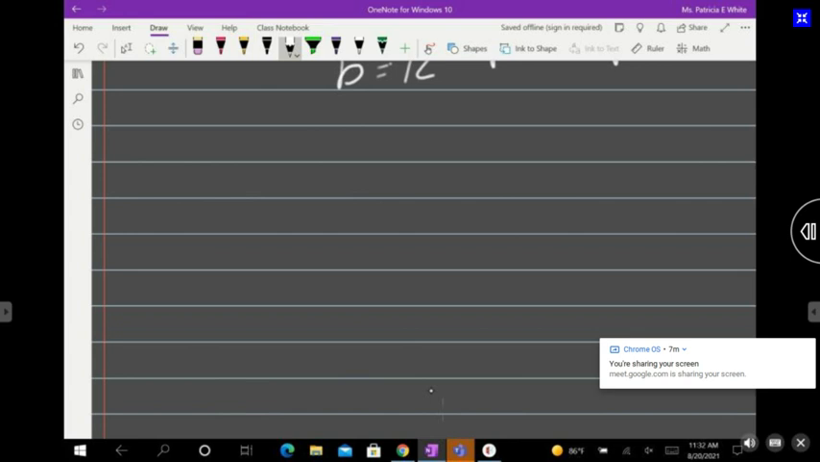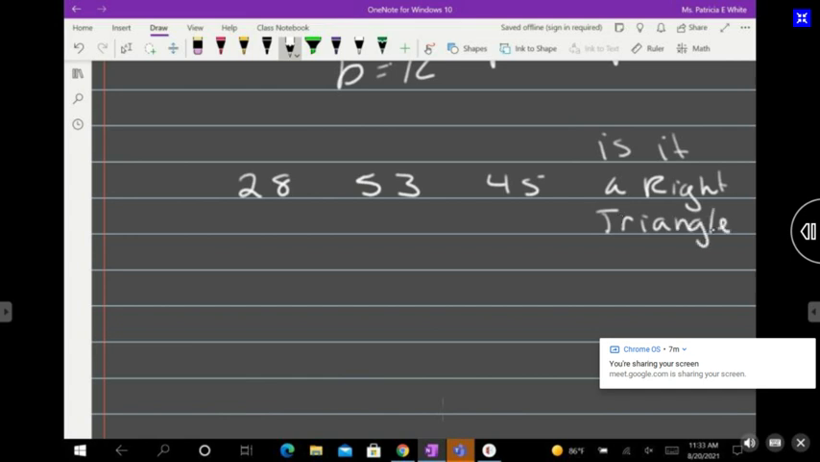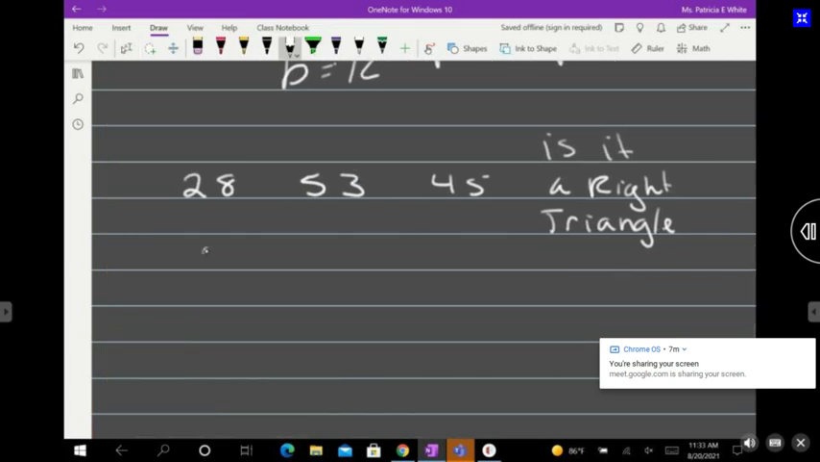28, 53, and 45. And my question is, is it a right triangle? What am I going to do? How do you know to add the 45 and the 28? The greatest number is always your hypotenuse, right?